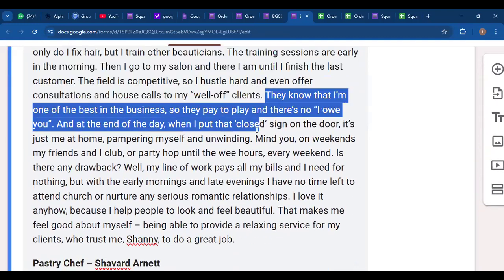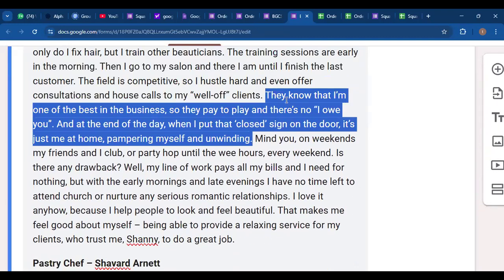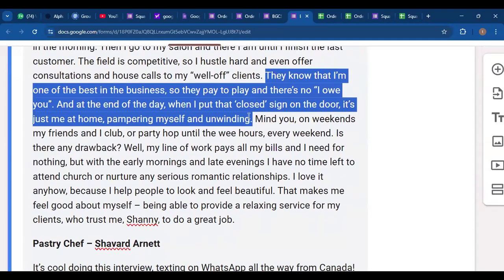They know that I'm one of the best in business, so they pay to play. And there's no "oh, I owe you." And at the end of the day, when I put that close sign on the door, it's just me at home, pampering myself and unwinding.